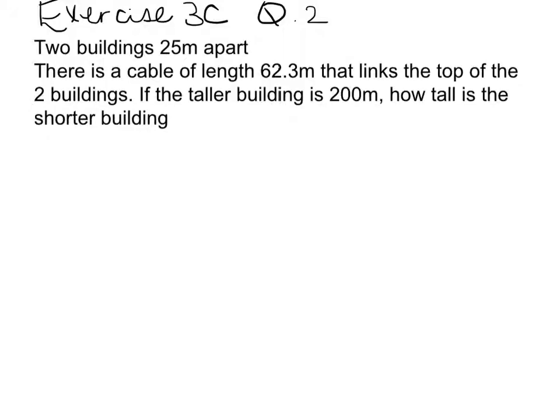Okay, so this is exercise 3C question 2. Two buildings are 25 meters apart. There's a cable of length 62.3 meters that links the top of the two buildings. If the taller building is 200 meters, how tall is the shorter building?